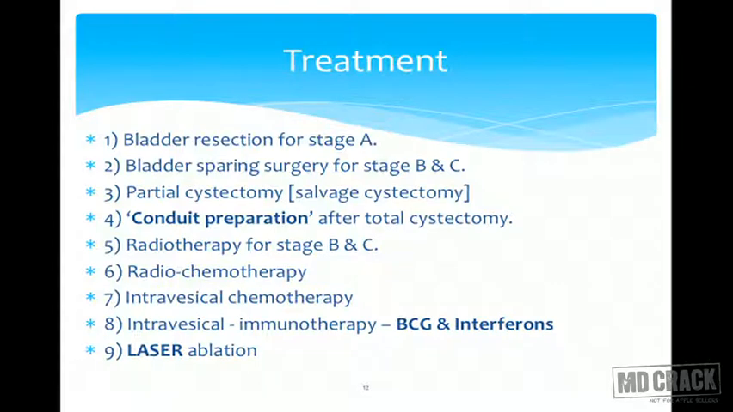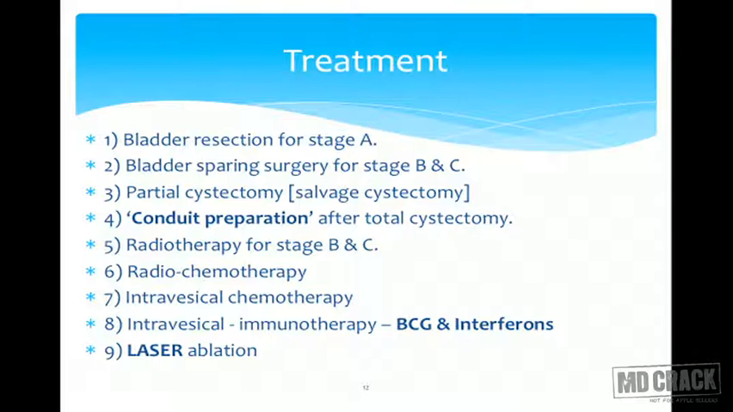Radiotherapy for stage B and C is a must post surgery. Sometimes we have to use the combination, that is radiation plus chemotherapy, or chemoradiation. Now this particular tumor can benefit from a special modality of treatment, that is intravesical chemotherapy. Here we instill the chemotherapeutic agent into the bladder and we clamp the urethra, so the chemotherapeutic agent comes in close proximity with the bladder mucosa and actually treats the tumor.